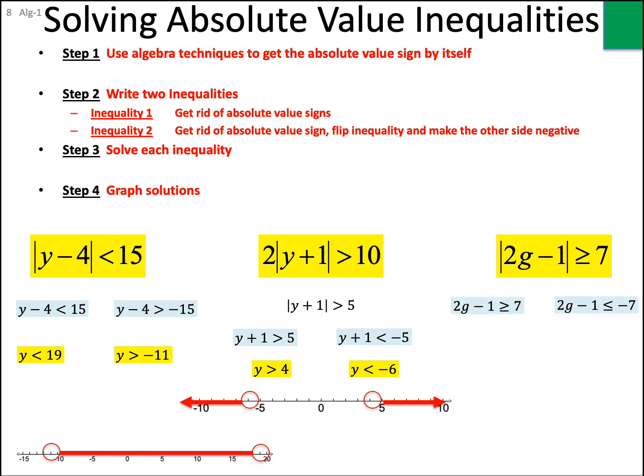And the last one, absolute value is already by itself, so we write the two inequalities. I flipped it, made it negative. Okay, so the first one, add 1 to both sides. That would be 8 divided by 2. That would give me a 4. And the second one, add 1 to both sides. That would give me -6 divided by 2. That gives me a -3.